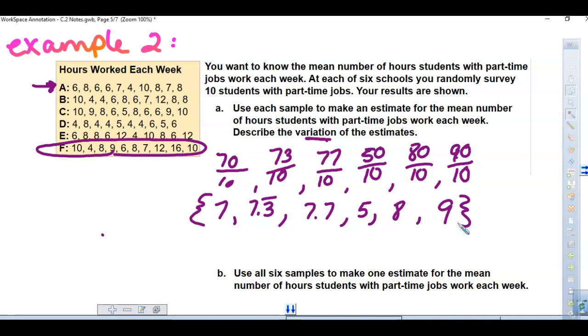Let's describe the variation. What is a measure of variation that we've been using the most? Range. So what is the range of these values? We need to see if this is accurate data. Are these means close together in proximity? The range is 4. Would you say that our data is fairly close in proximity to each other? Yes. So far, so good.